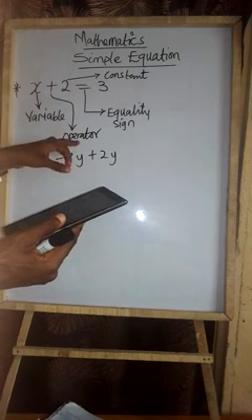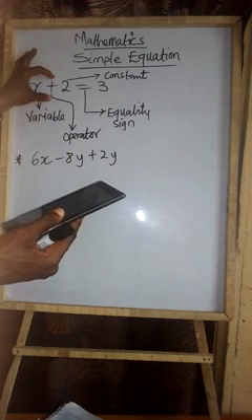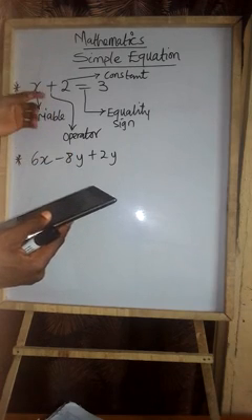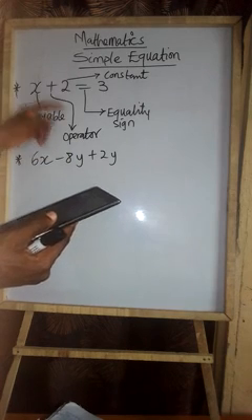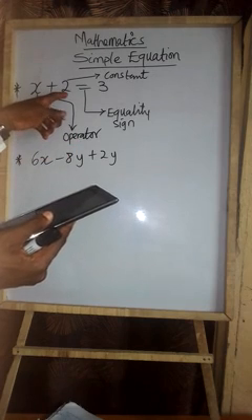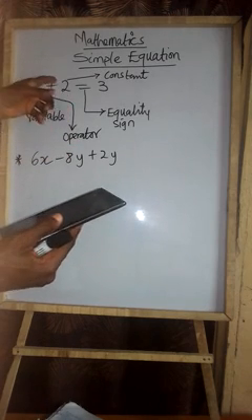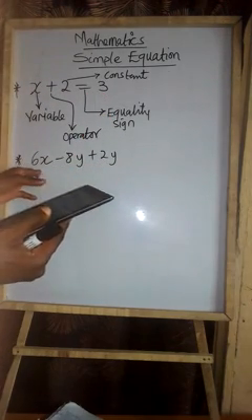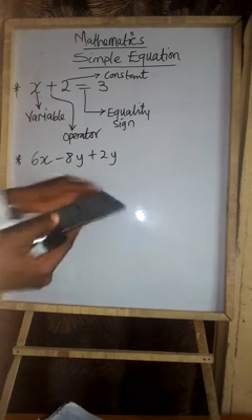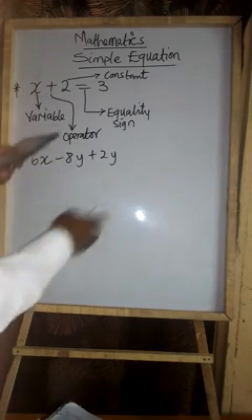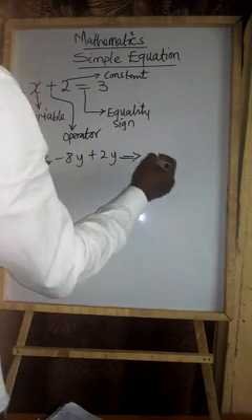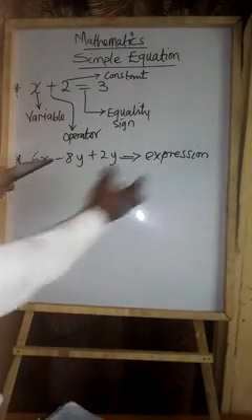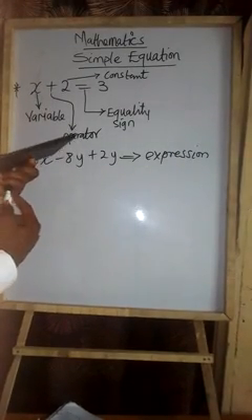Then you have the operator. The positive sign here is called the operator. It can be minus, it can be multiplication. All of this is called the operator. Then you have the constants, which is the number here. This is also regarded as a constant. But this very one, because it's not having an equality sign, is regarded as an expression. This one is called an expression because there is no equality sign in it.